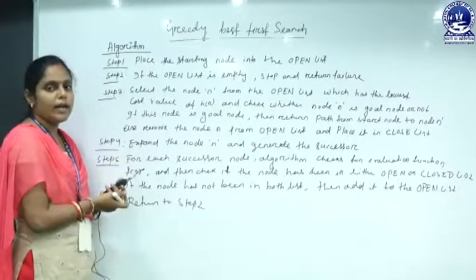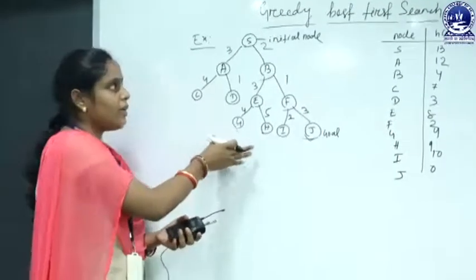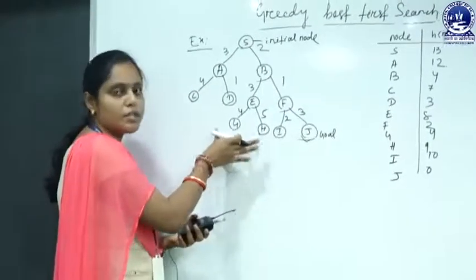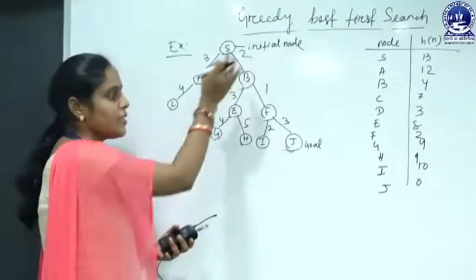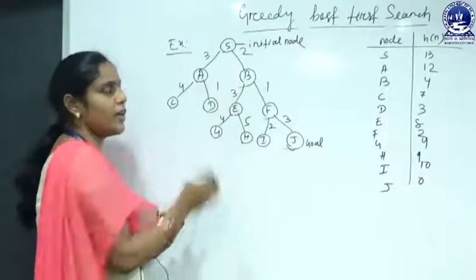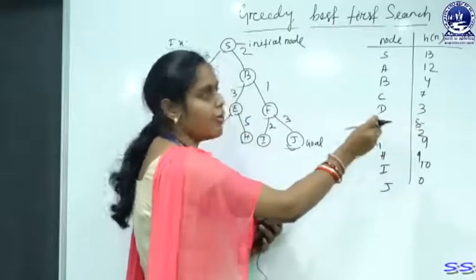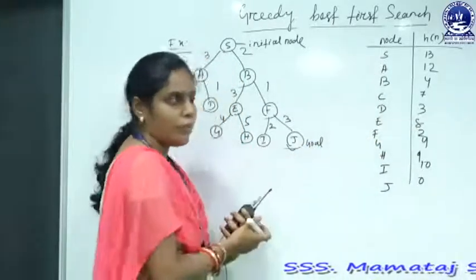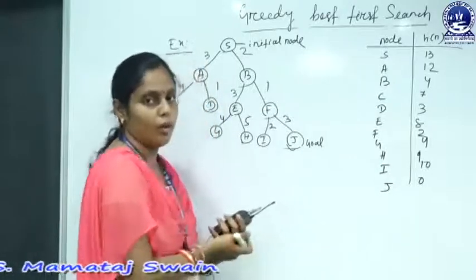Now take one example. Now look at this example. In this example, this is the search space or search tree, where we start the search from this initial node and search this goal node by using the greedy best first search. And this table shows the heuristic value of each node. By using this heuristic value, we expand our node.